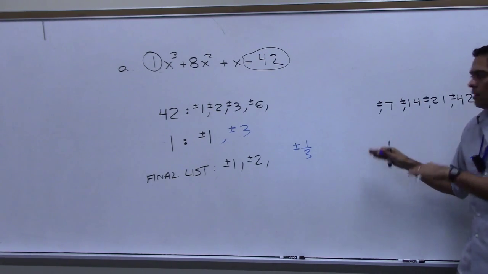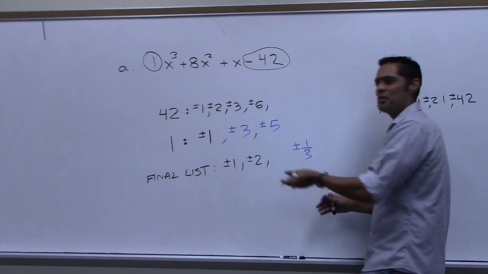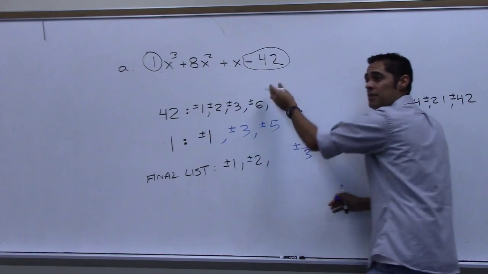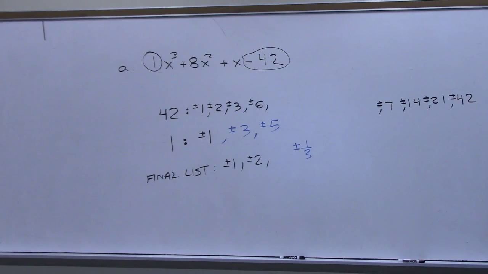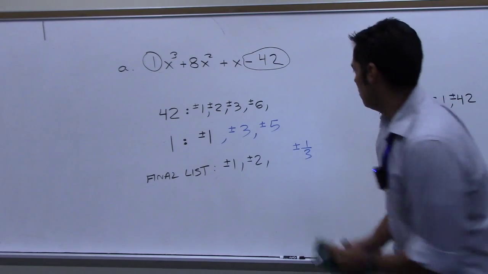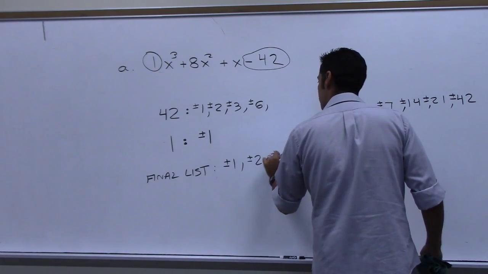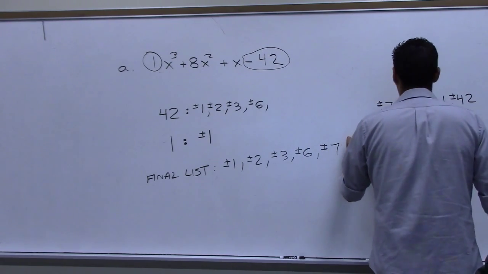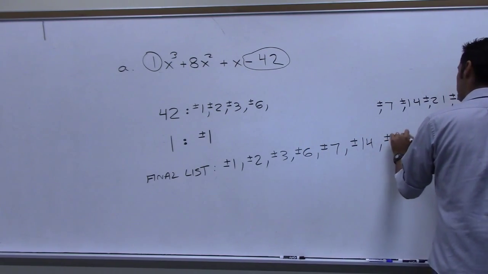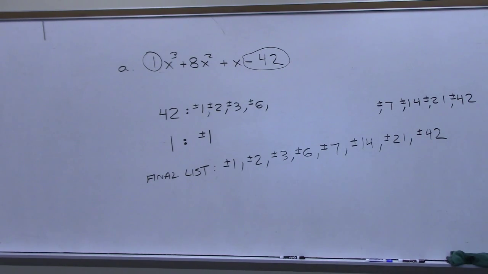All right? Now what if this had 5 also? Then you would also have 1/5, 2/5, 3/5, 6/5, 7/5, 14/5. I mean, your list could get pretty large, couldn't it? But for us, we don't have this blue part. We just have the original list. And how many numbers are in this original list? Total of 16.